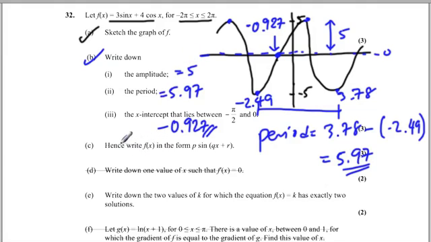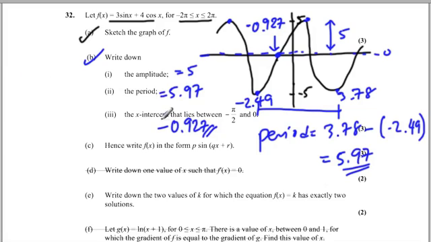All right, hence write the function, write f of x in the form p sine qx plus r. Okay, so in other words, we have all the information that we need because p, if you think about it, is the amplitude. And what did we get for our amplitude? It's 5. What's our period? Our period is 5.97. So we have our amplitude, and the negative 0.927, that's basically our phase shift, and it's a phase shift to the left, if you observe, because it's to the left.